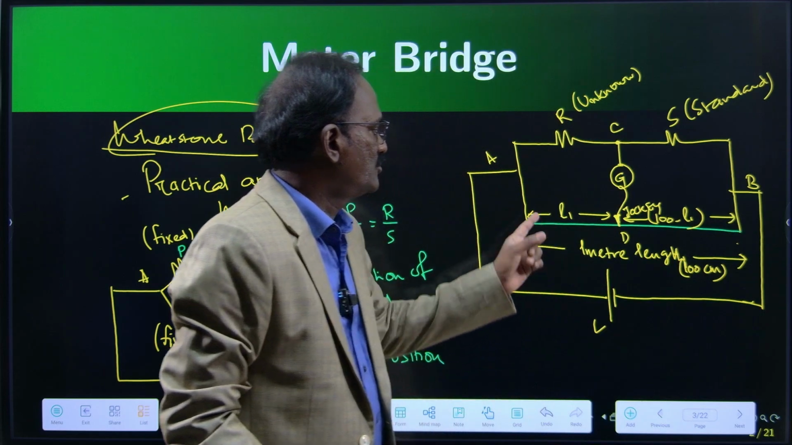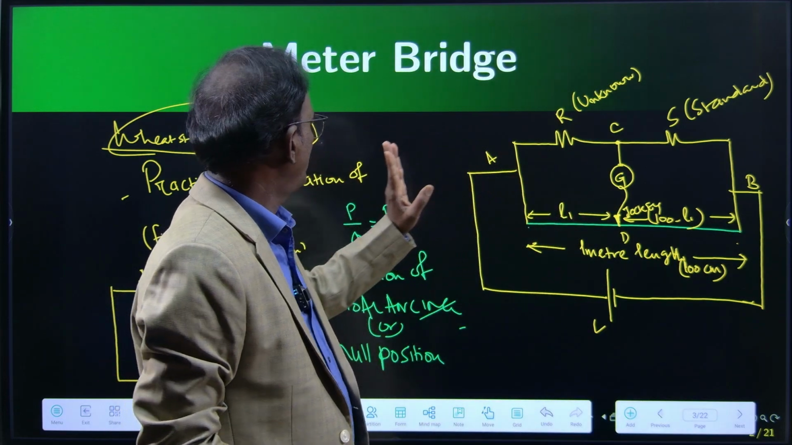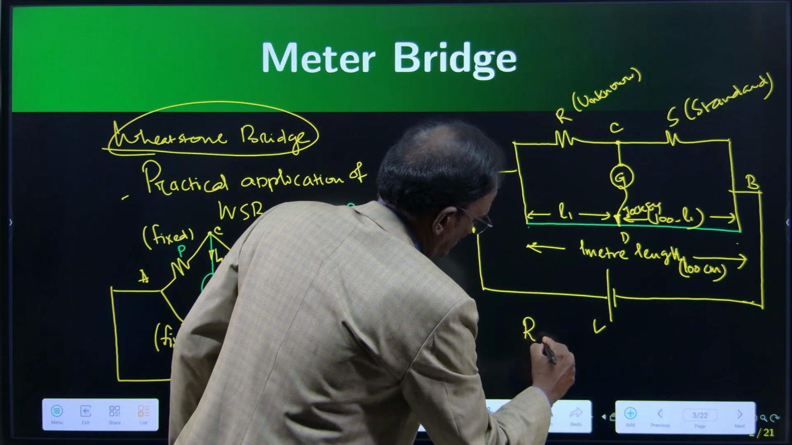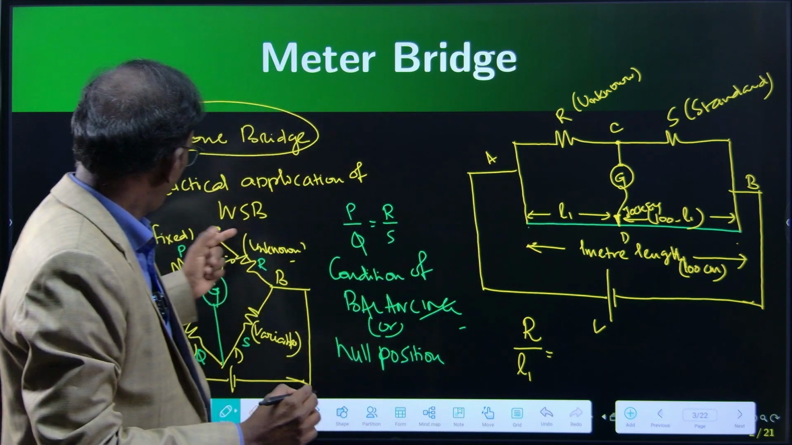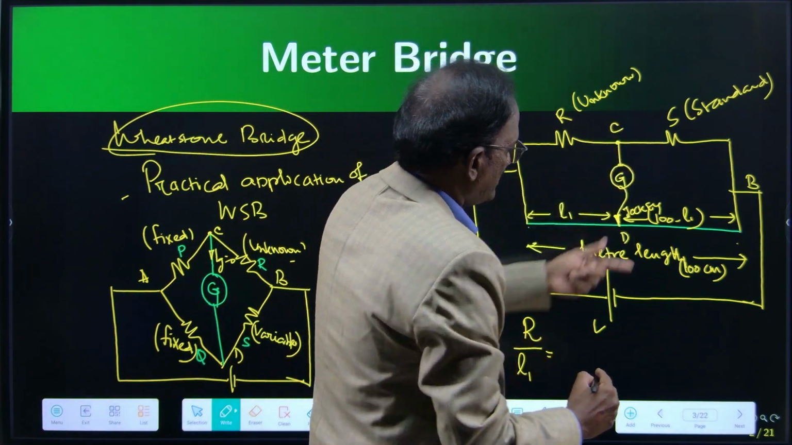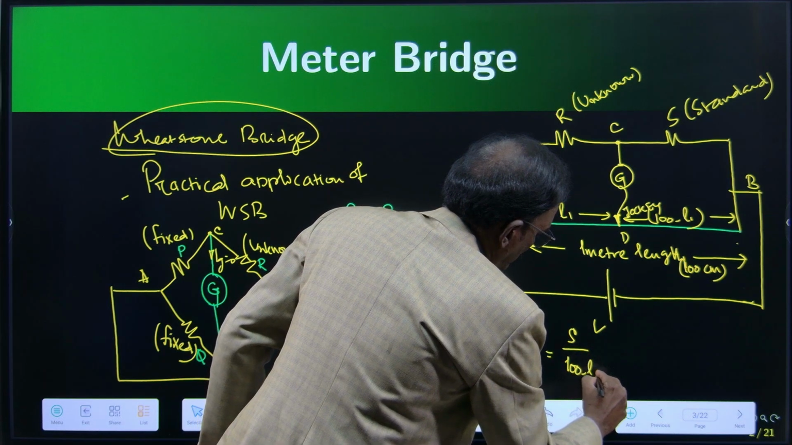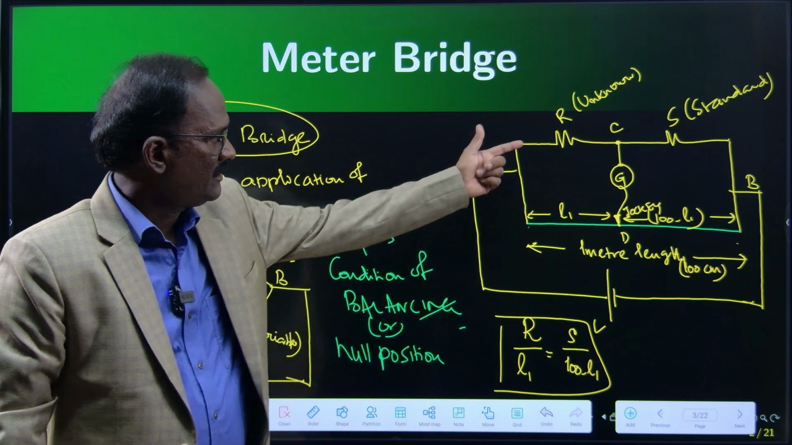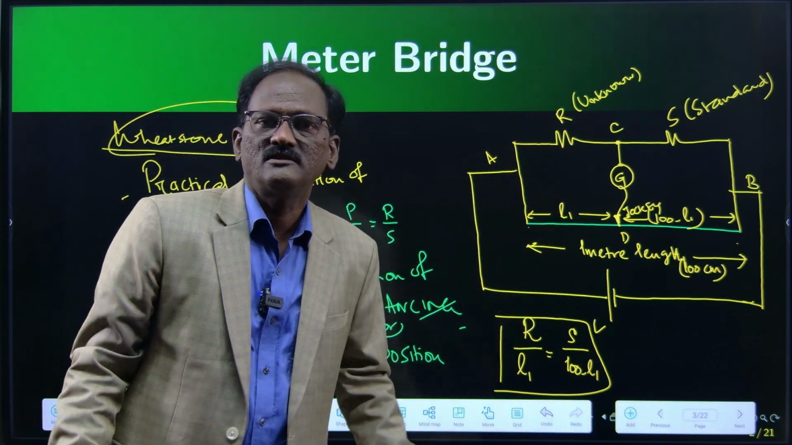Yes. Using these values, we will solve all the problems and we will achieve this condition. R divided by L1, instead of P by Q, R divided by L1 is equal to S divided by 100 minus L1. Yes, that's all. R divided by L1 must be equal to S divided by 100 minus L1.